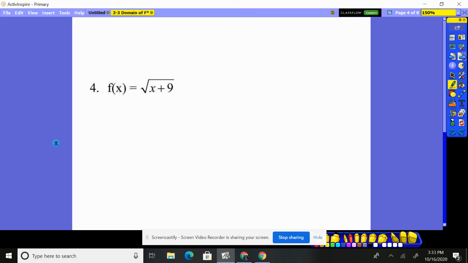Ooh, a square root. What can't happen in a square root? You cannot have a negative. That guy must stay bigger than or equal to 0. Otherwise, you don't get a real number solution. So when we have a radical, we simply take what's there and say, hey, you better stay bigger than or equal to 0. Solving it, we subtract 9.